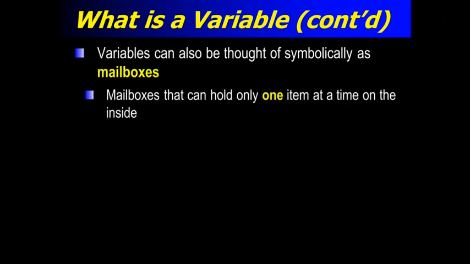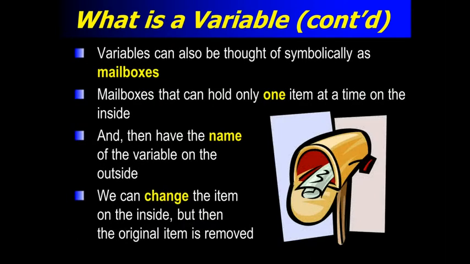Okay, another analogy. What if you think of variables as mailboxes? Everybody has a mailbox inside their house, but this is a special mailbox. It's so small, it can only hold one thing at a time. So every time you get a letter, if there's already a letter in the mailbox, you have to throw out that letter to put the new letter in, okay? So this is a variable or a mailbox that can only hold one thing at a time.